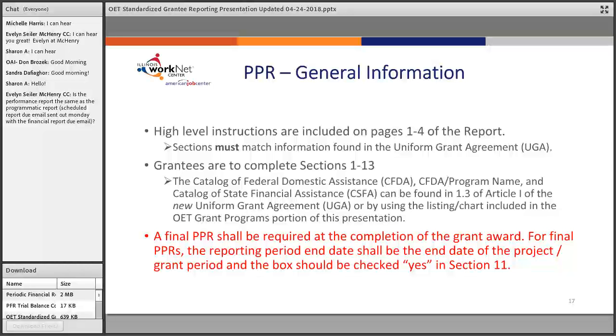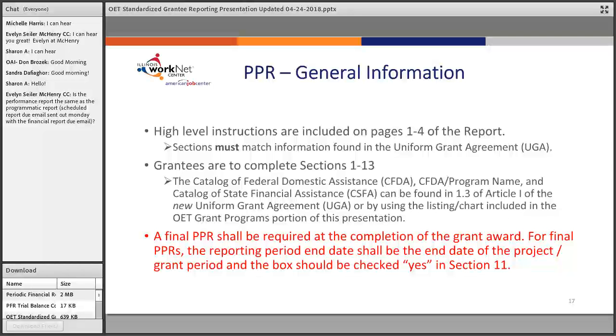Grantees are to complete sections 1 through 13: the Catalog of Federal Domestic Assistance, the program name, and the Catalog of State Financial Assistance, CSFA. CSFA can be found in 1.3 of Article 1 in the Uniform Grant Agreement, which is generally on pages 2 and 3 of your grant agreement.